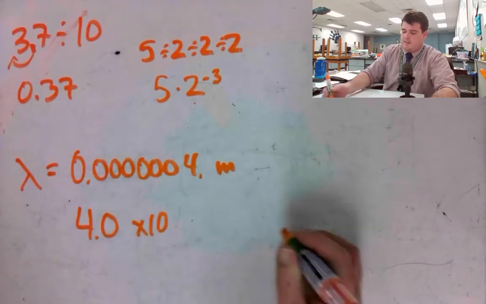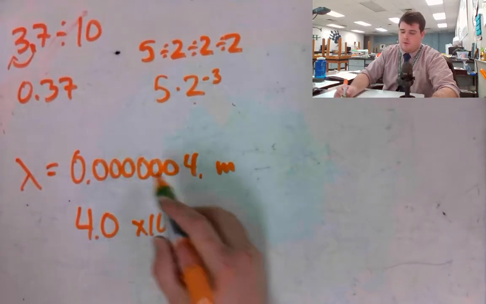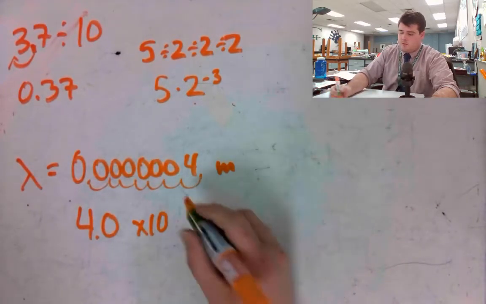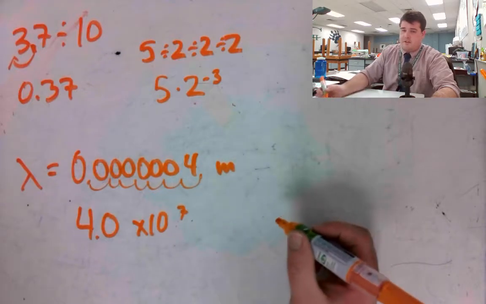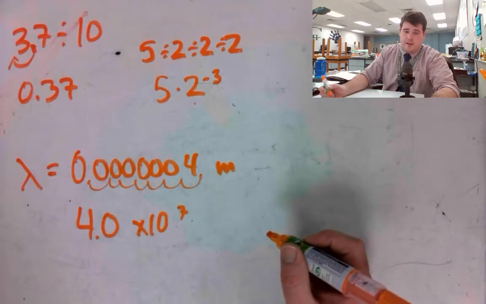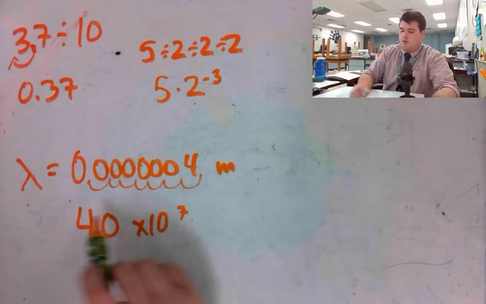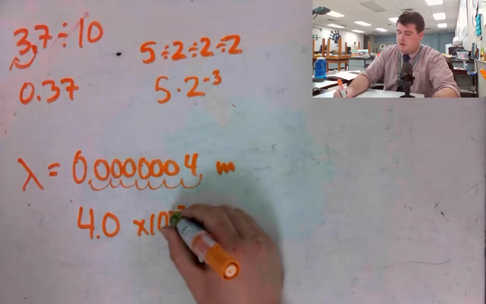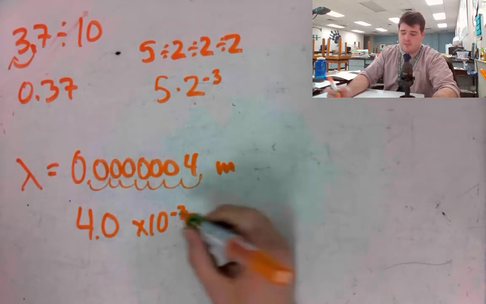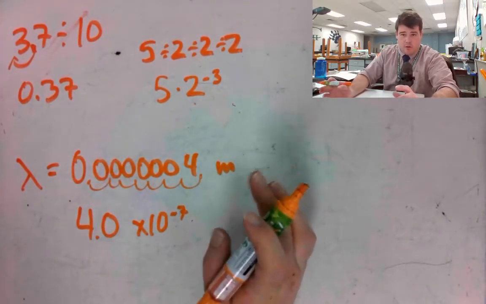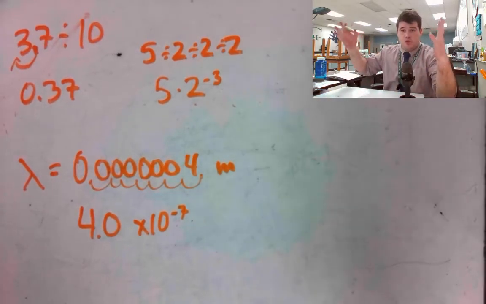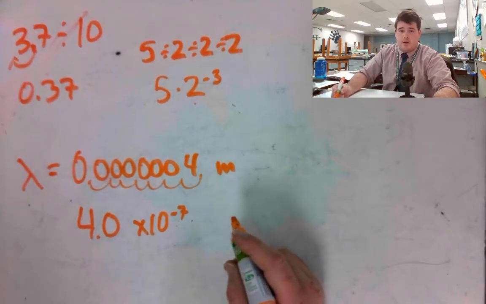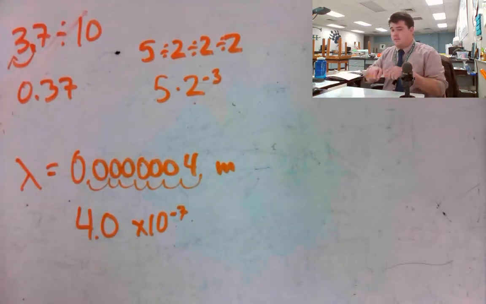Times 10, because that's how we do it, to the what power? Well, let's count. 1, 2, 3, 4, 5, 6, 7. I've got to move it 7 times, so it's going to be to the 7th power. Now, hopefully you're yelling at the camera saying, no, you forgot something. Well, we moved it down to make a small number instead of moving it up to make a big number, so it's got to be -7. That negative means very small number. If it's a positive number, that's a huge number. If it's a negative, that means it's a small number. Okay? And this is how we do scientific notation.